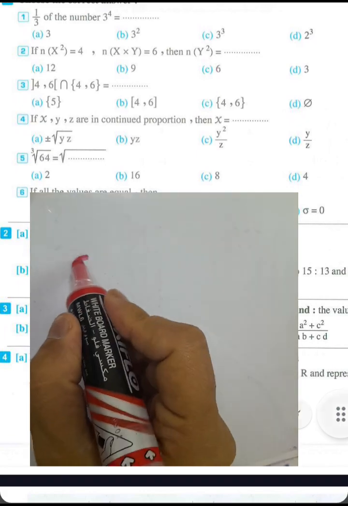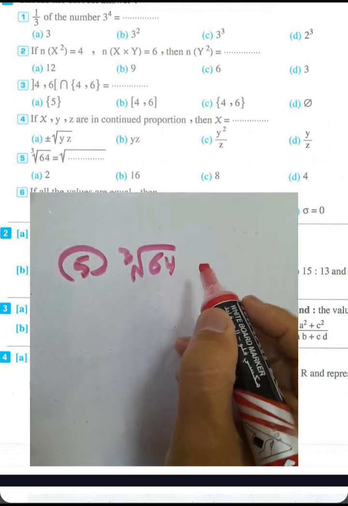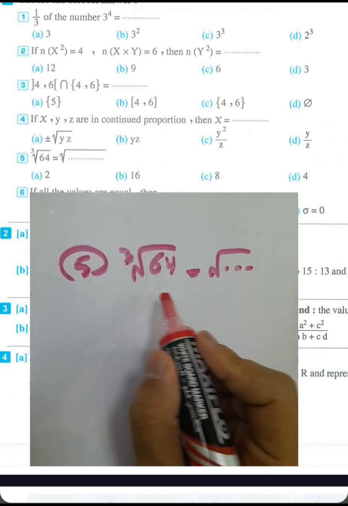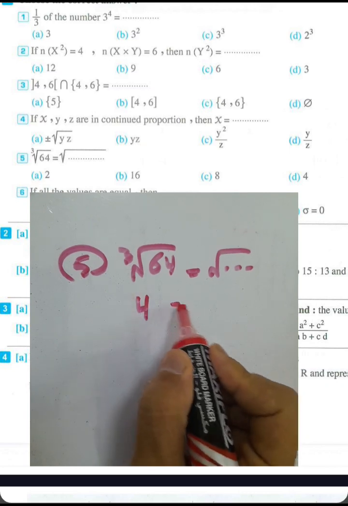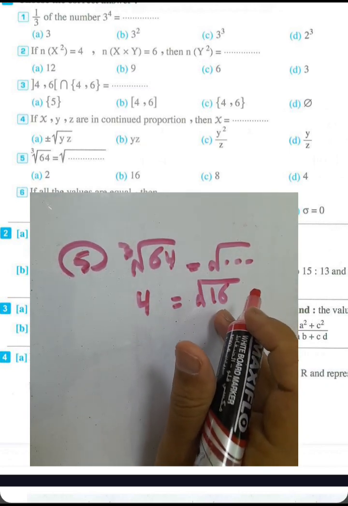Number 5. Cubic root of 64 equals square root of space. Cubic root of 64 will be 4. 4 equals square root of 16. Then we must write here 16.